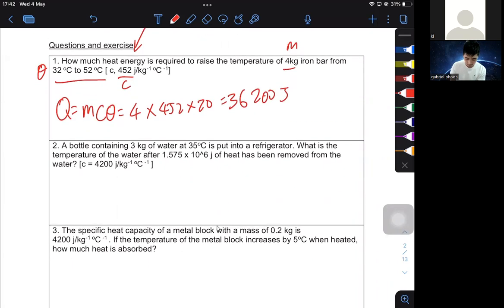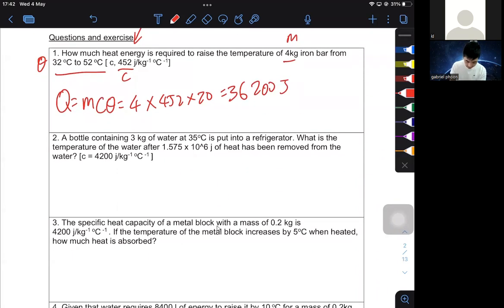Right. Then moving on to the next part here. Same thing as well. Identify your information. This is obviously going to be your mass. This is the starting temperature of the thing, so let's label it as temperature 1. What is the temperature of the water after this amount of energy has been removed? And this is obviously your specific capacity here.